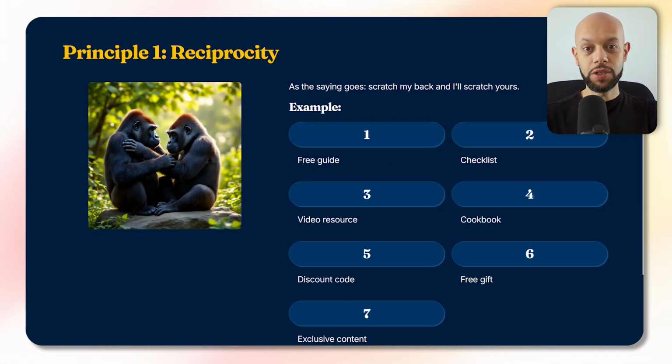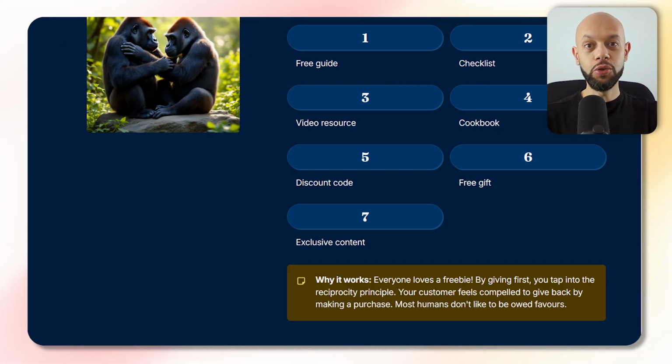First one is reciprocity. Scratch my back and I'll scratch yours. This would be in the form of offering a free guide, maybe a checklist, a video resource, a cookbook, discount code, free gift, or exclusive content. People tend to reciprocate if you give them something for free. By giving first, you tap into the reciprocity principle and your customer feels compelled to give back by making a purchase. Most humans don't actually like to be owed favors.